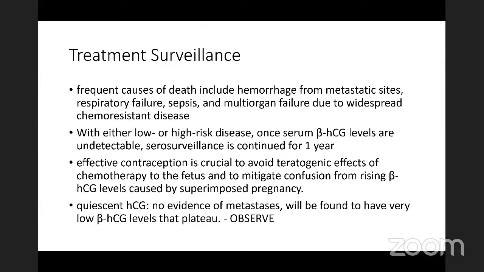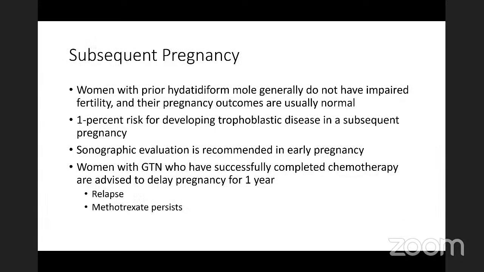Okay. And there's also a term, quiescent HCG. There's no evidence of metastasis and it will be found to have very low beta-HCG levels that plateau. You only need to observe. So for subsequent pregnancy for patients with GTN, women with prior HMOL generally do not have impaired fertility. So they will get pregnant again. About 3% will have a risk for developing trophoblastic disease in a subsequent pregnancy.